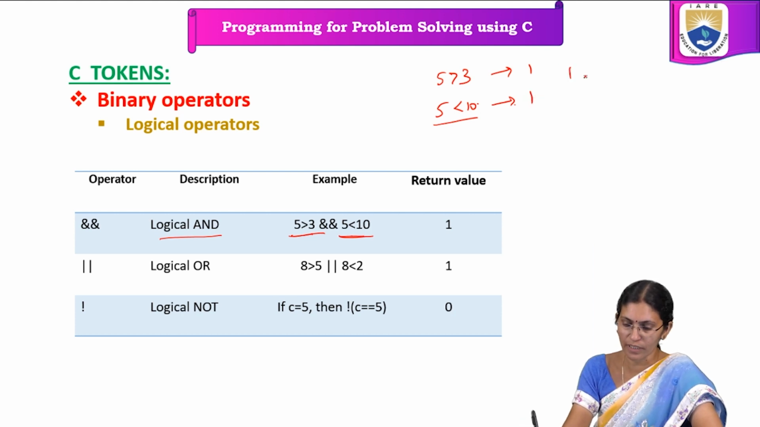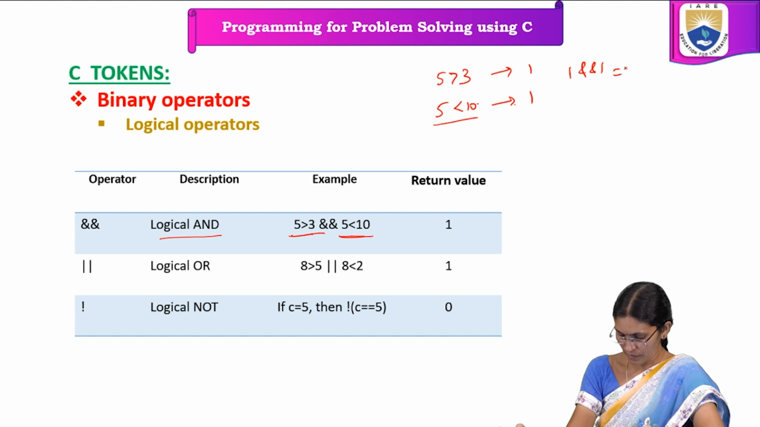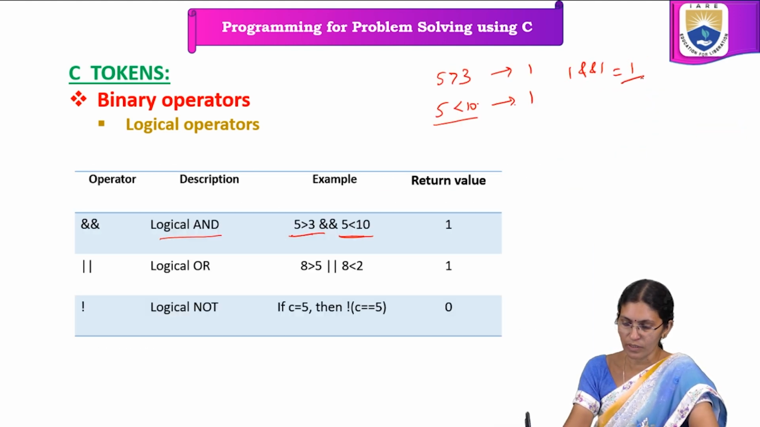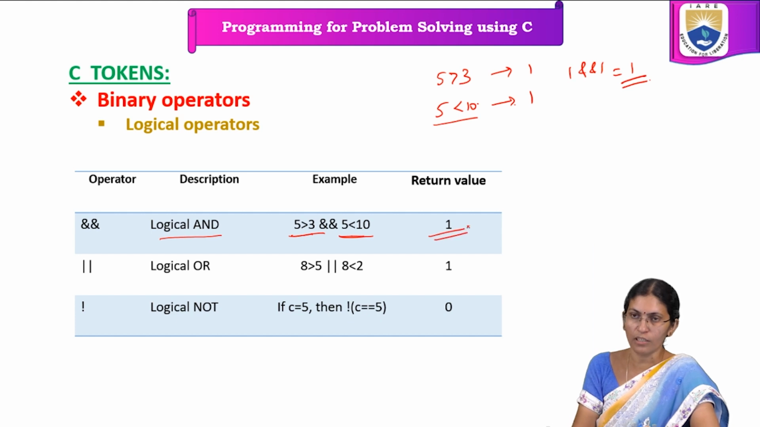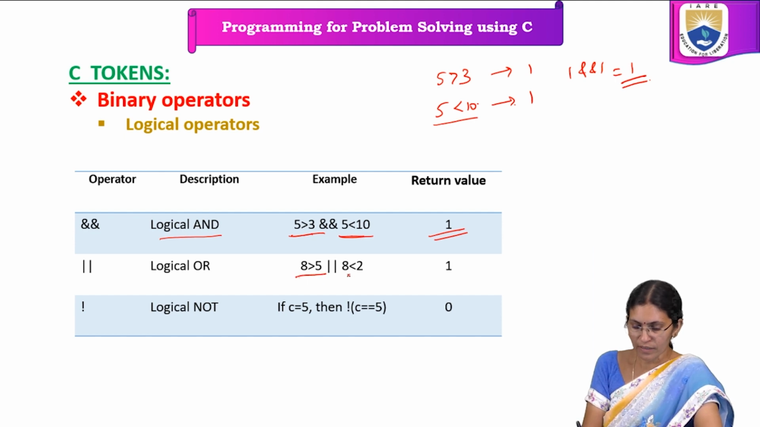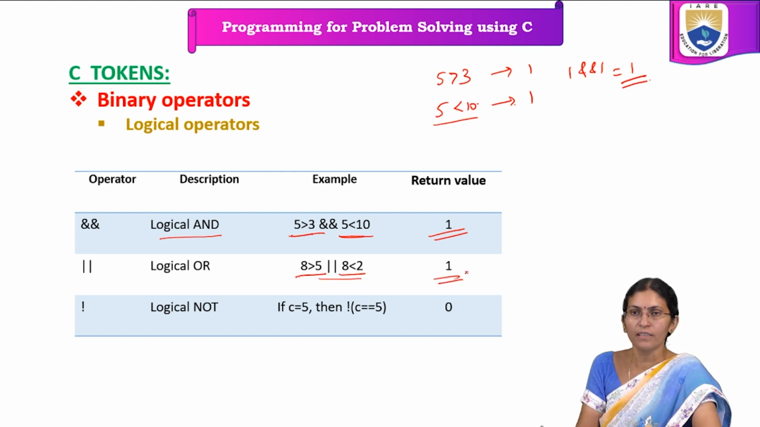So the output will be 1 and 1 is equal to 1, as compared with the last one we have written here. So 1 and 1 will be equal to 1, and hence the return value will be 1. Next is the logical OR operator. The logical OR operator will evaluate the two expressions, and based on that it will return either 1 or 0.